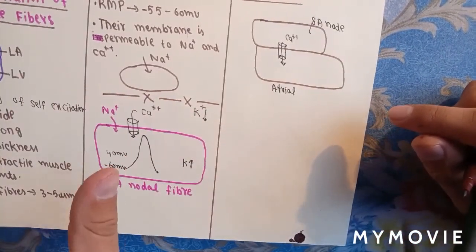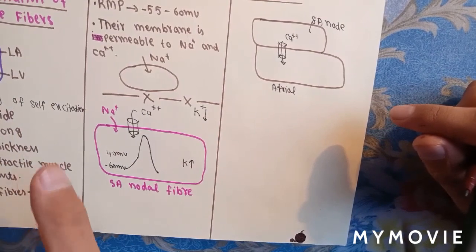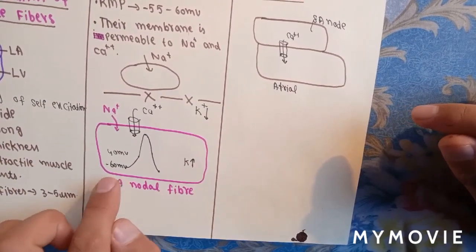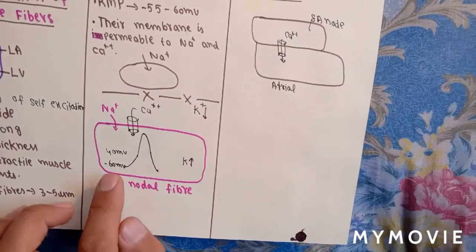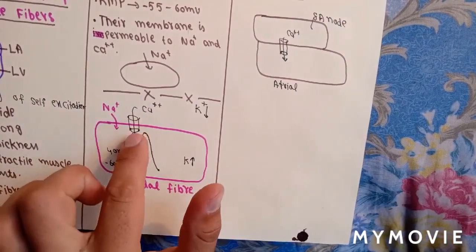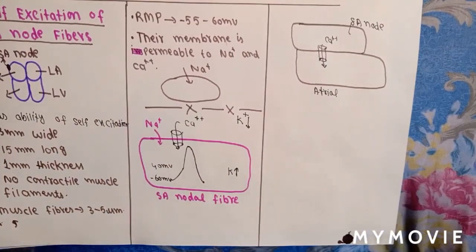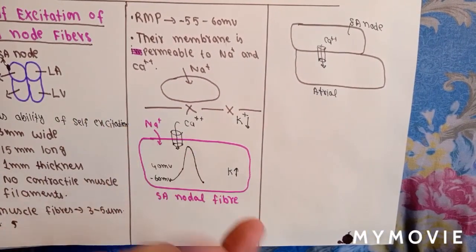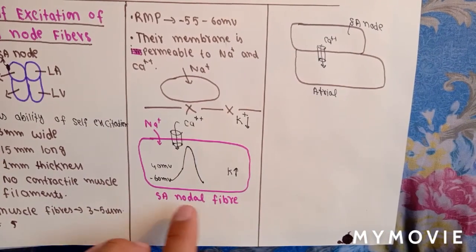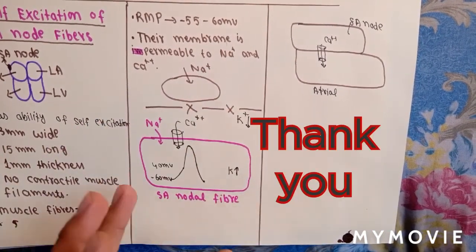We already discussed this process with respect to ventricular repolarization. There is only a simple difference, that the resting membrane potential is minus 60 to minus 55, and another difference is that the entrance of calcium ion takes place as compared to sodium, where in the ventricle sodium ion comes inside, but in the SA node fiber calcium ion moves inside. So this is the self-excitation of the SA node fiber.